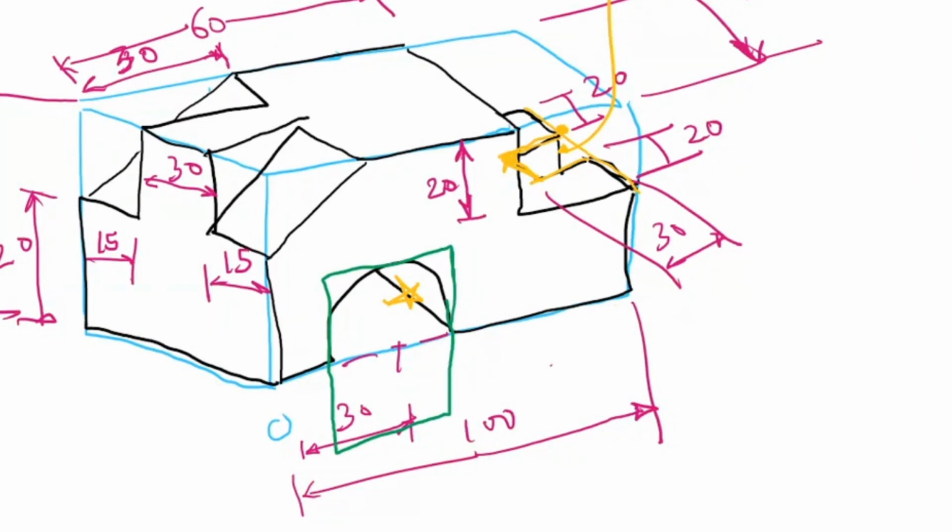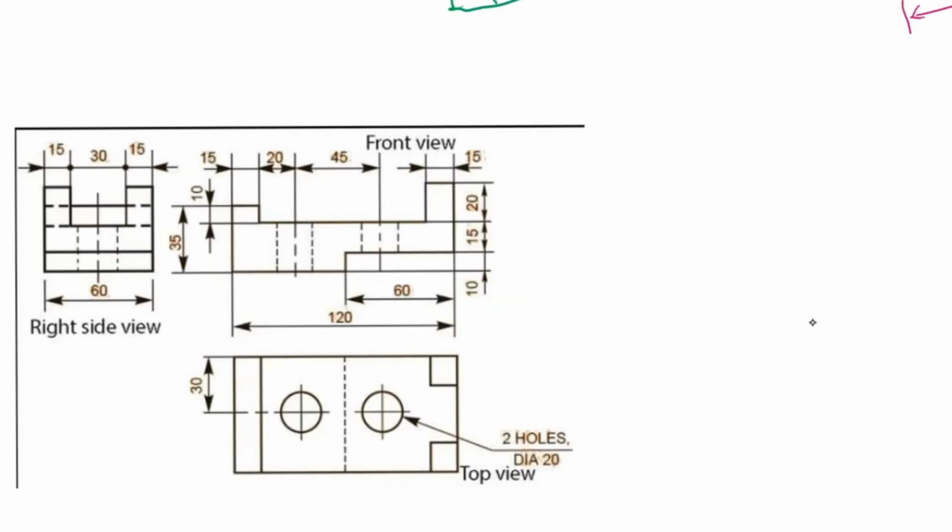Hope this is clear to you, students. Now we will move on to the next problem. In this problem, what are the dimensions on three sides? So if you find height of the object is 20 plus 15 plus 10, so the height of the object is 45. What is the dimension to the right hand side? The dimension to the right hand side is 120, and to the left hand side it is 60.